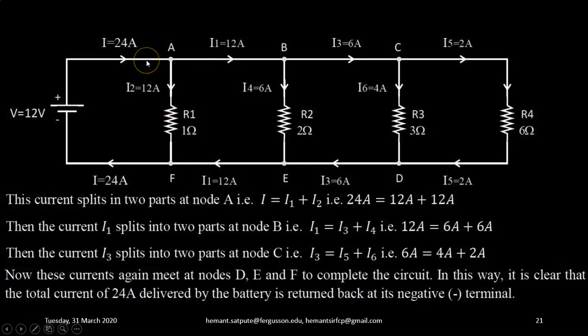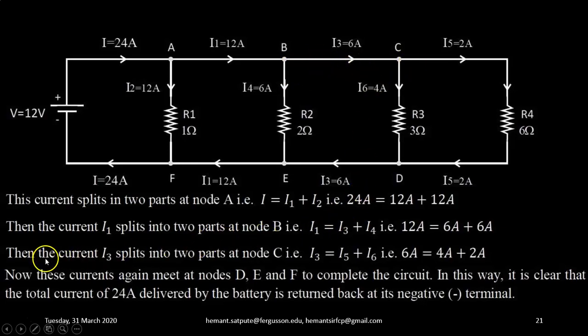Some part of this current of 24 ampere will go through R1 and the remaining part will go towards node B. That is 12 ampere and 12 ampere, because the total is 24 and we have already calculated I2 as 12 ampere. So 12 ampere will be going further towards node B. Then the current I1 of 12 ampere splits into 2 parts at node B. One part of I1 will flow as I4, which is 6 ampere through R2, and the remaining current of 6 ampere will flow towards node C.